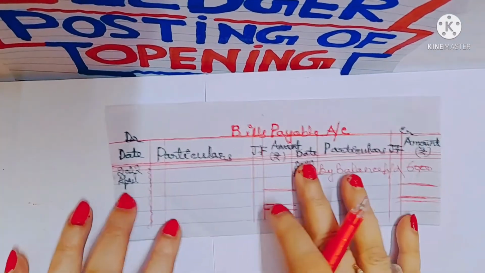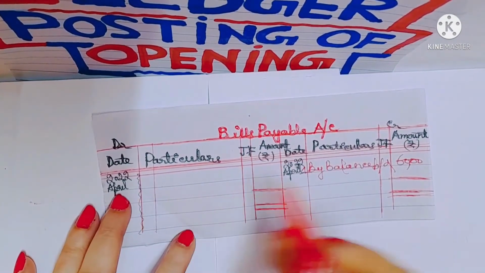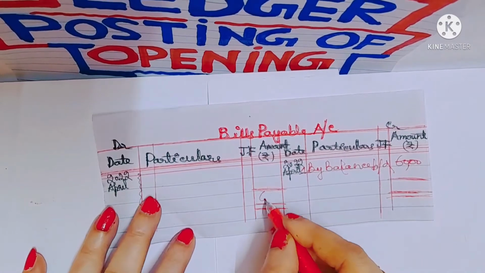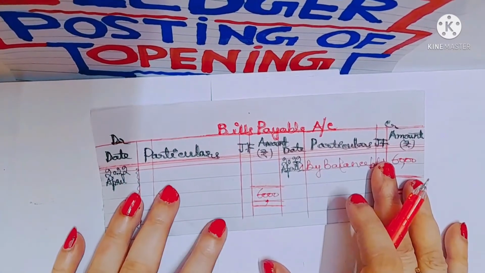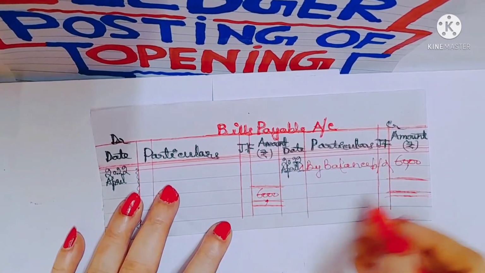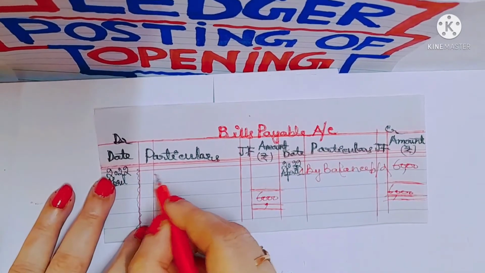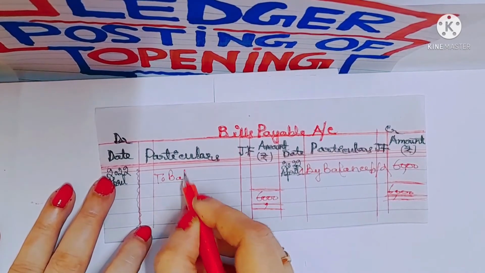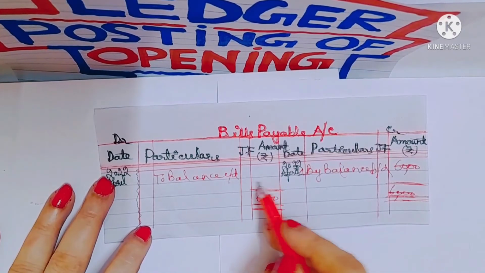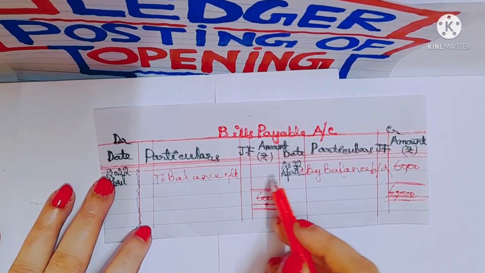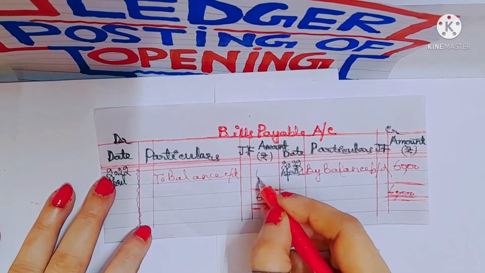Bills payable account. See, which side is greater? Obviously the credit side, 6,000. So we'll write credit. We know that whichever side has the greater total, we write that total on both sides. So we'll write 6,000 on both sides. Where is the shortfall? Debit side. So we'll write to balance CD. To balance CD, how much? 0. Nothing has been written on the debit side means 0. So 6,000 minus 0 will give you 6,000.